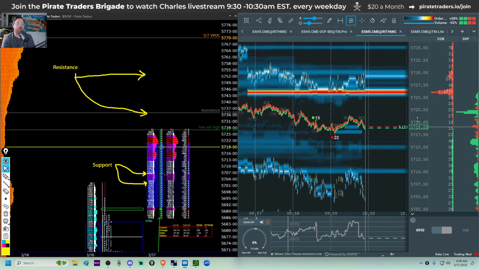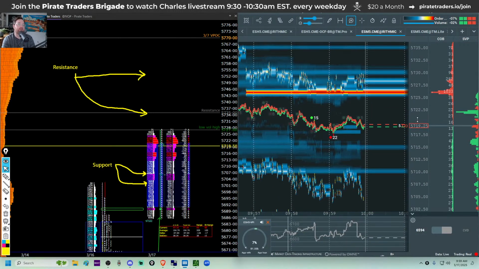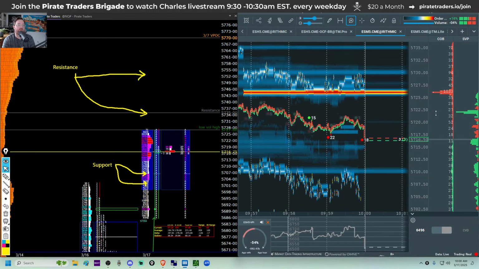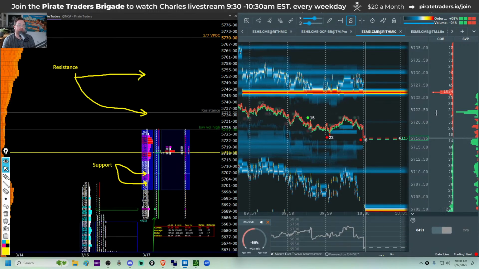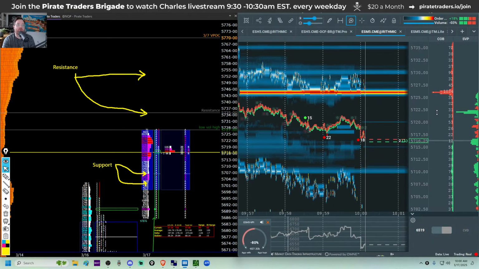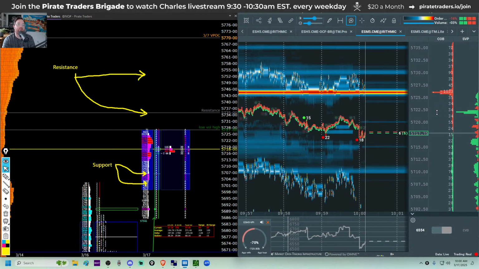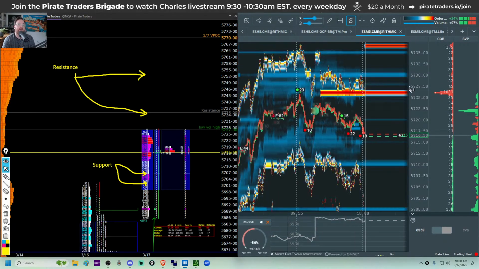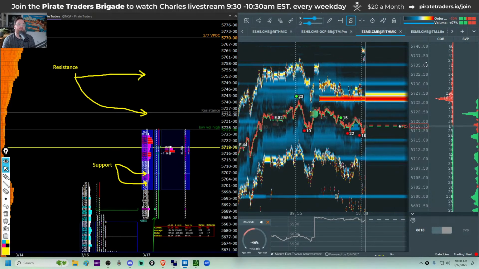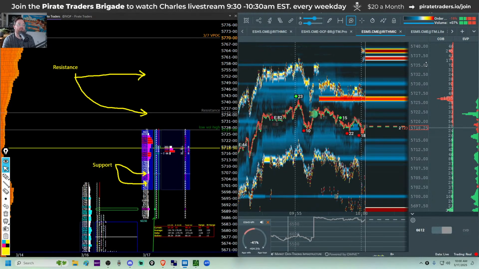My guess is they're trying to scare price away with that liquidity, trying to send it back down into support. But then, of course, once it finds that support, guess what it does? It comes back to poke at the liquidity. The market would love to fill 1,000 contracts at the high.